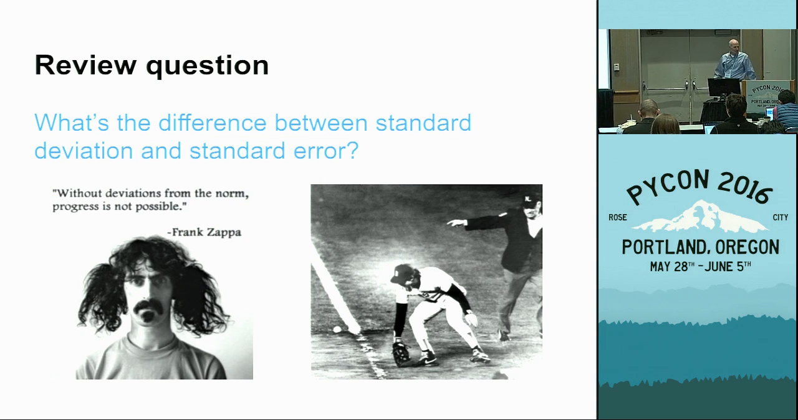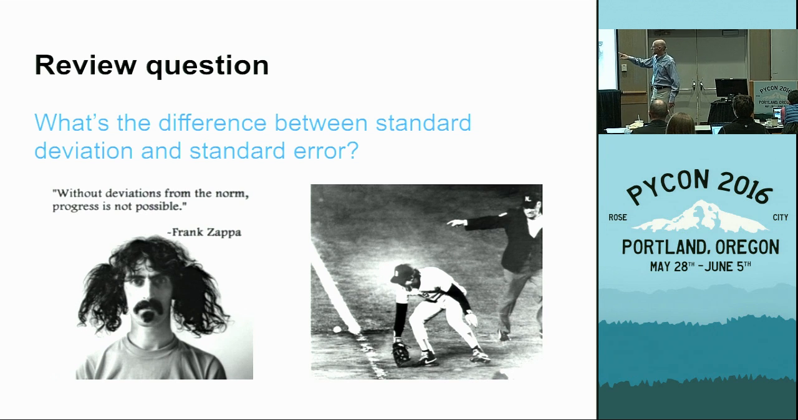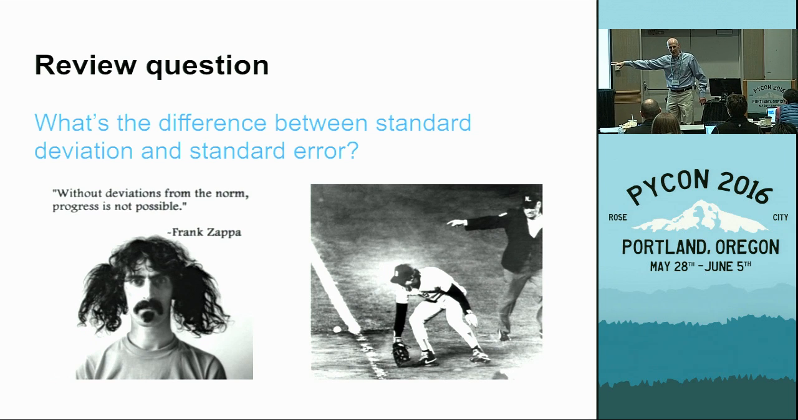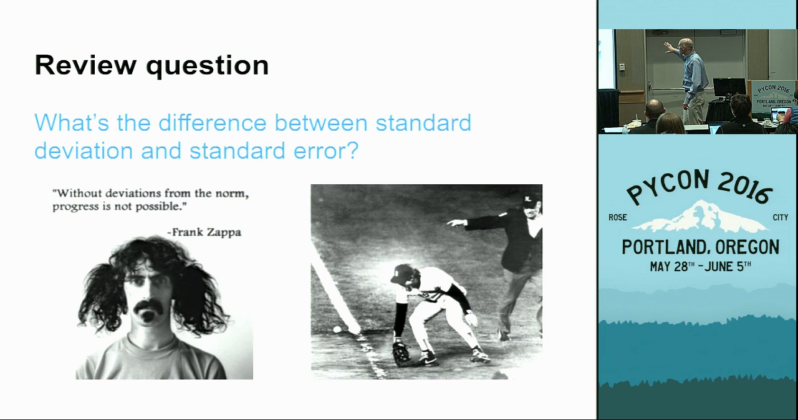Just to wrap up, one of the things people get awfully confused about is the difference between standard error and standard deviation, because they both have the word standard in them. But they are very different things, and I've got a nice example to help you distinguish. One of them is Frank Zappa. He is my model of a standard deviation, because he's kind of deviant. And this is standard error. Does anybody know what that is? That is Bill Buckner in the 1985 World Series, losing it for the Red Sox. So that is a standard error.